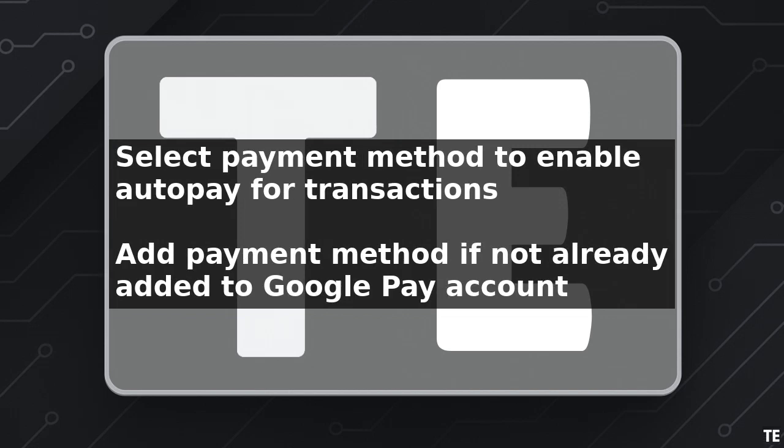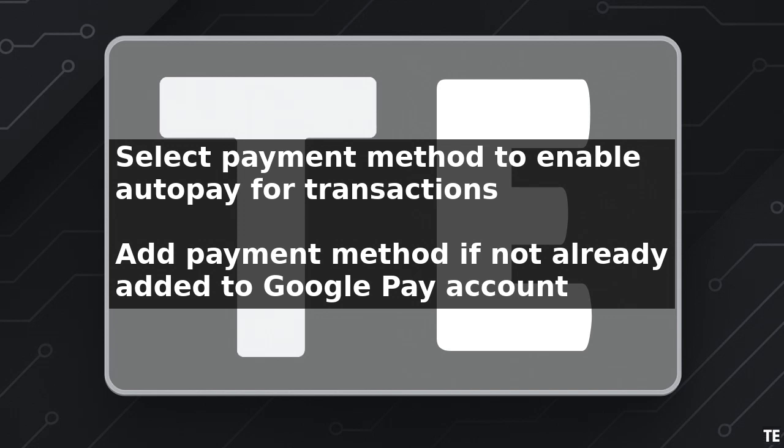It is essential to review your Autopay settings regularly to ensure they are up to date and aligned with your financial obligations. You can do this by revisiting the Payments and Passes section in the Google Pay app and making any necessary adjustments. By following these steps, you can easily enable Autopay in Google Pay and take advantage of the convenience and security it provides. Remember to always monitor your account activity and adjust your Autopay settings as needed to avoid any potential issues.